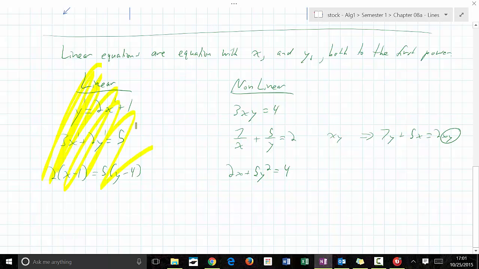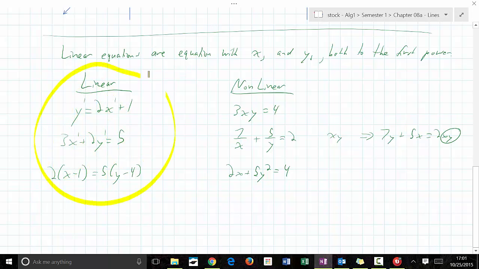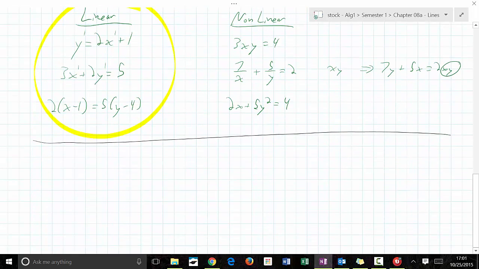In fact, we're going to work with all linear equations for the next several weeks. So you're not going to have to worry about nonlinears, just to identify when we have a linear equation. So here's an example of one that we're actually going to graph.